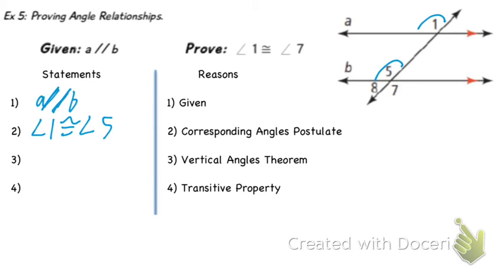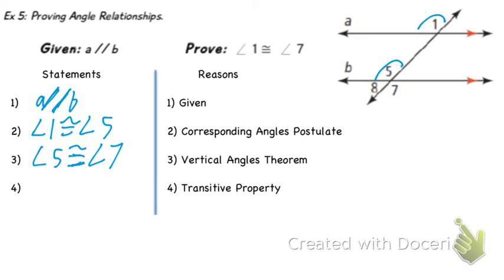Everyone can look it up right on the previous page, the last thing we wrote right before this. Vertical angles theorem tells you vertical angles are congruent. So angle 5 is congruent to angle 7 because of the vertical angles theorem.